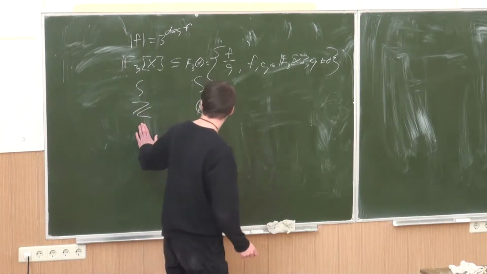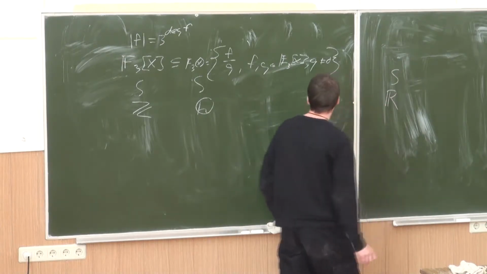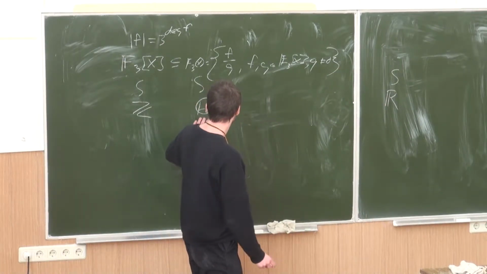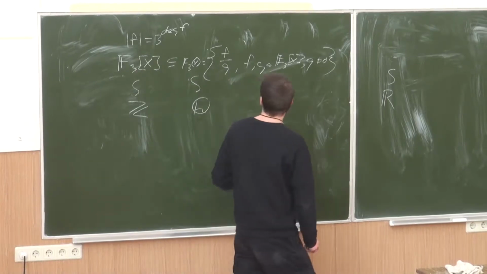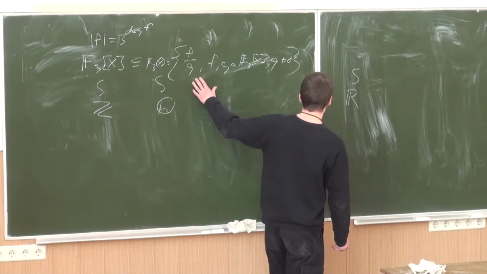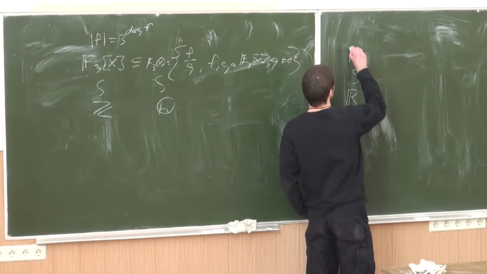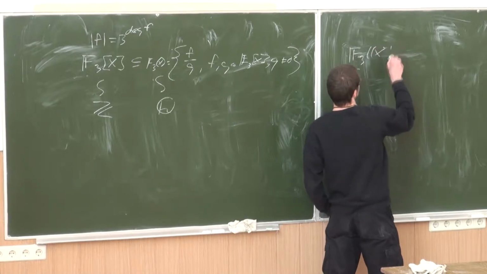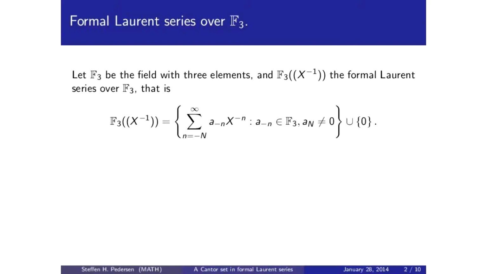Now, when we have the integers and the rationals, we also have the real numbers. How do we get those? Well, normally we get them by completing the rationals with respect to our normal absolute value. When we complete the rational functions with respect to this absolute value, we get the formal Laurent series, F3((x inverse)). So it's going to be formal Laurent series where we have coefficients in F3.